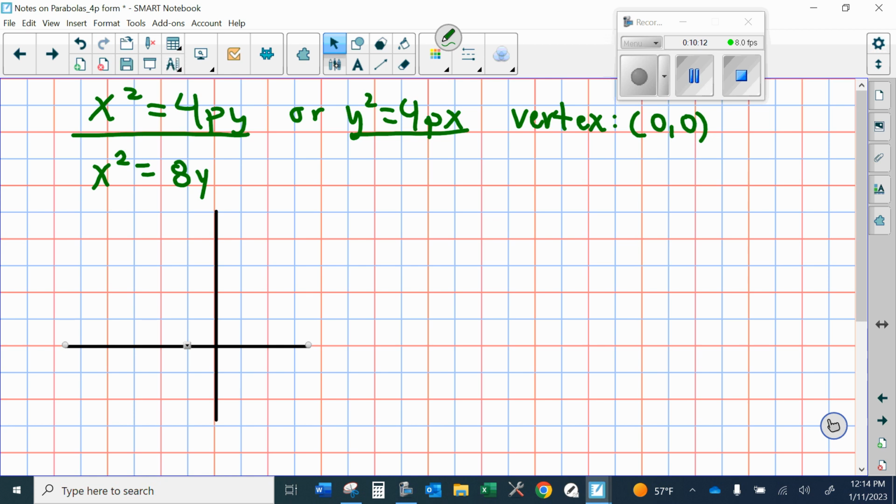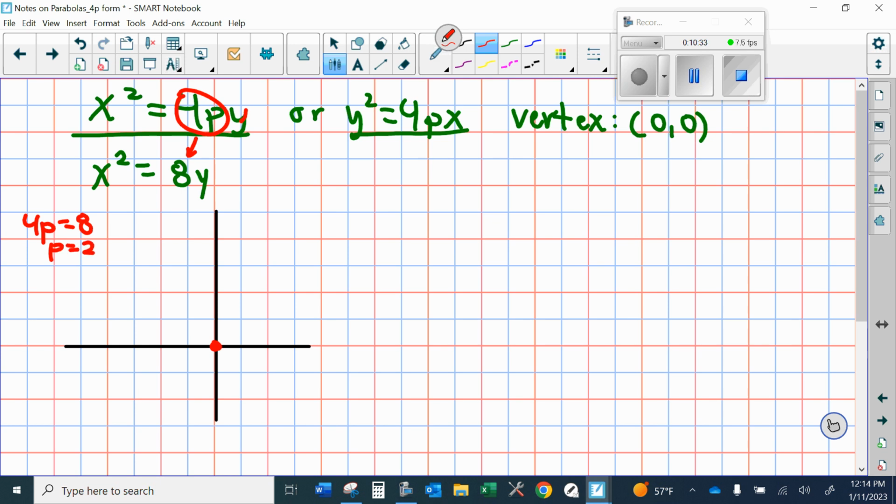Okay. Now, we know the vertex is at the origin. Make it red here. And notice the number in front of the y is 4p. So I set that equal to 4p. 4p equals 8, p equals 2.